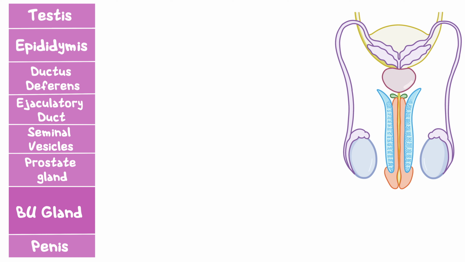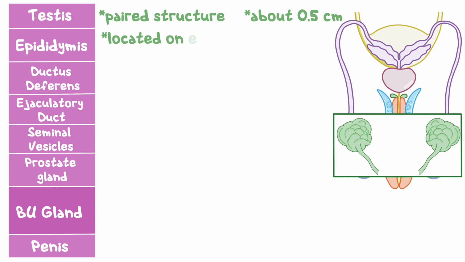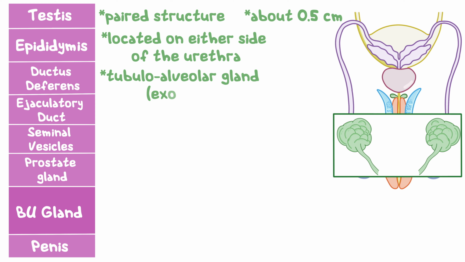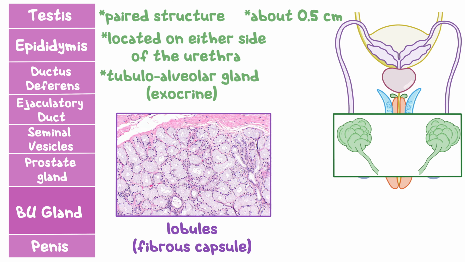The bulbourethral gland, or Cowper's gland, is a paired structure about 0.5 cm in size, located on either side of the urethra in the urogenital diaphragm below the prostate. The bulbourethral gland is typically made of tubules and acini, which is why we can characterize it as a tubuloalveolar gland. Each gland is formed of numerous lobules that are enclosed by a fibrous capsule.